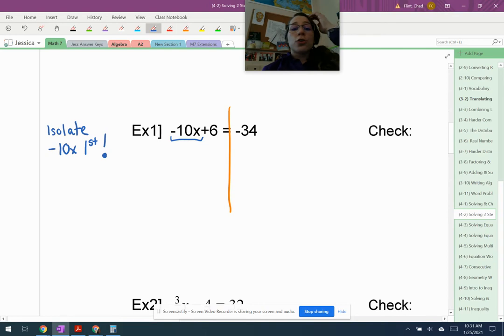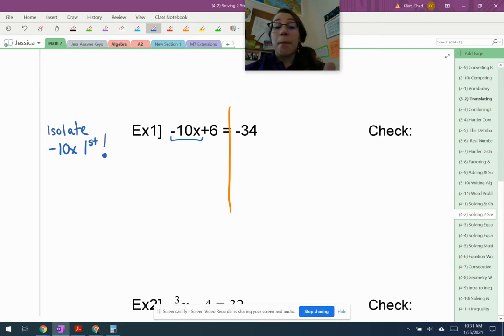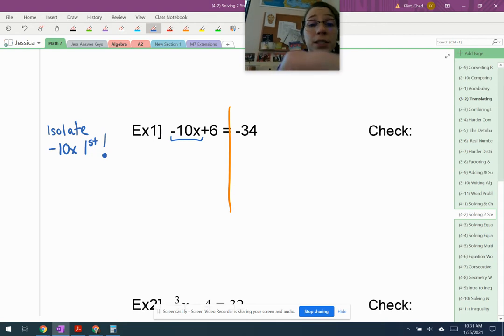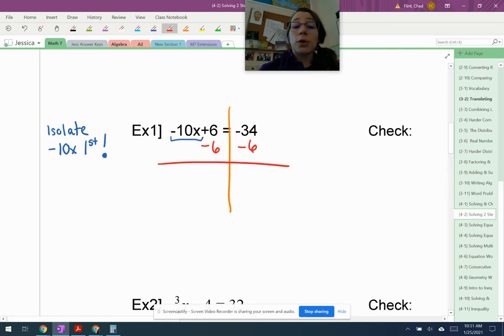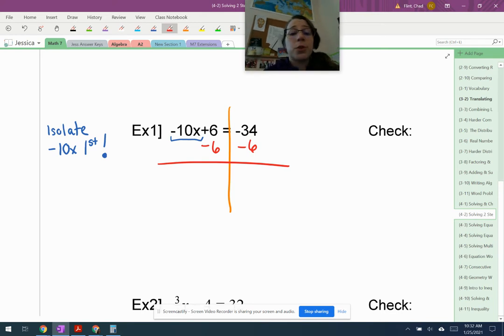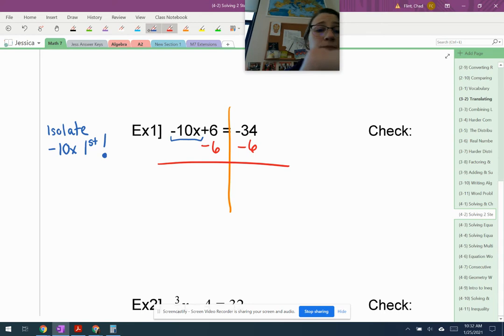first. So what is preventing that entire negative 10x piece from being by itself? That would be that plus 6, or that positive 6. Well, the opposite, or the inverse operation, of a plus 6 would be a minus, or to subtract 6 from both sides. Notice the way I'm showing the minus 6 on both sides. Notice the way that I am just showing my work here. You need to be showing work to get your full credit.